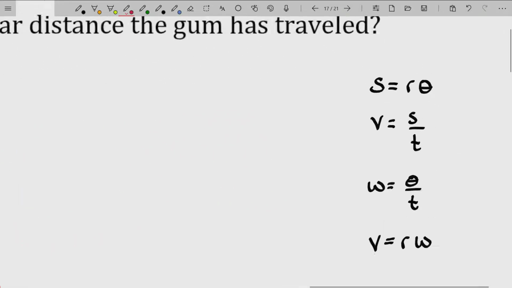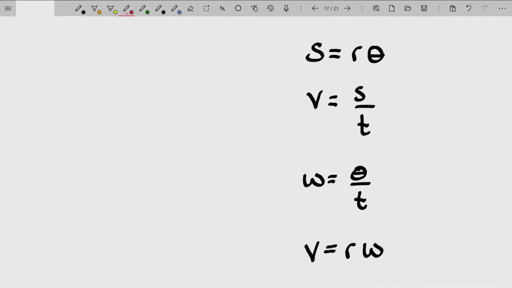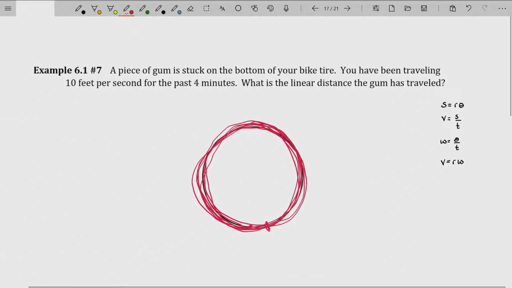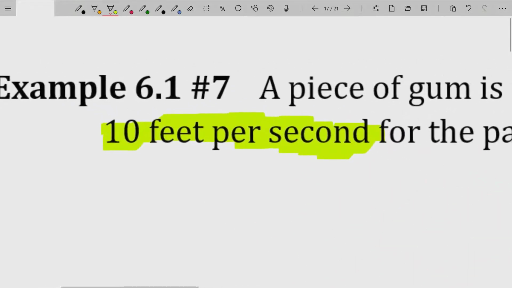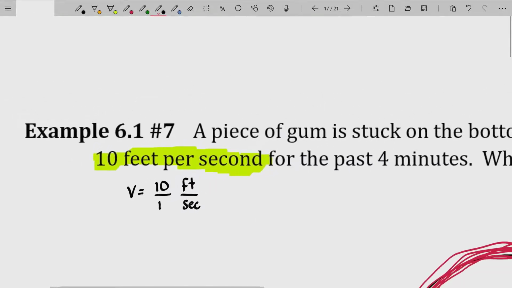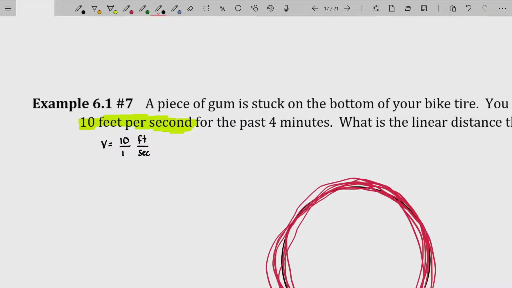Okay, well, let's look at all these formulas. They gave us that we've been traveling 10 feet per second. That is our linear velocity. So this statement right here is telling us that our linear velocity is 10 feet per 1 second. Units are incredibly important here. And this is an amount of time, the past 4 minutes.